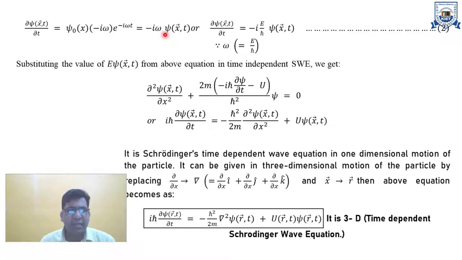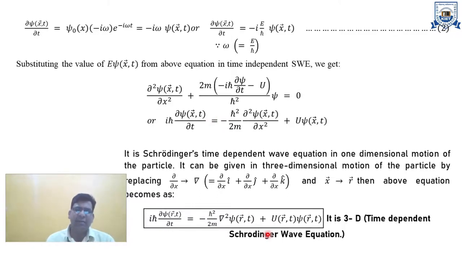We get i h cross del psi upon del t. Substituting the value of E psi in the above time independent Schrodinger equation, we put the value and get the result. This is the same category as the time dependent Schrodinger equation. You can also calculate by other methods, but this is the simplest method, because we only require one equation: differentiate with respect to t, put this value in, and it becomes the Schrodinger equation.